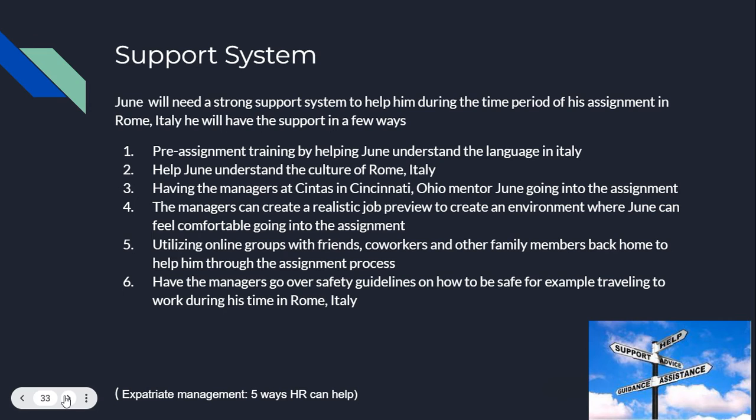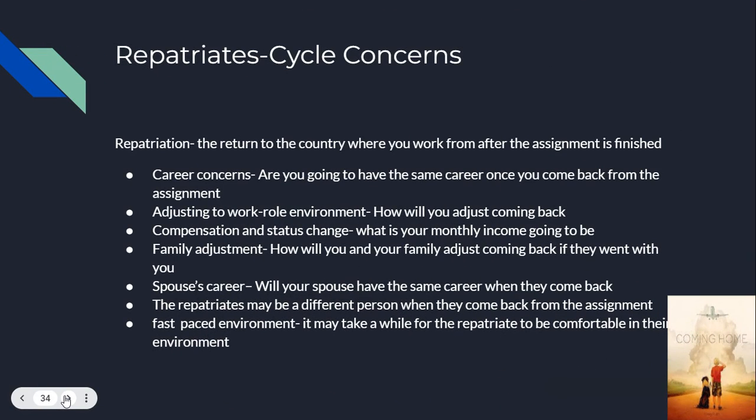The managers can create a realistic job preview to create an environment where June can feel comfortable going into the assignment, utilizing online groups with friends, coworkers, and other family members back home to help him through the assignment process outside of himself and his immediate family. Have the managers go over safety guidelines on how to be safe, for example, traveling to work during his time in Rome, Italy.